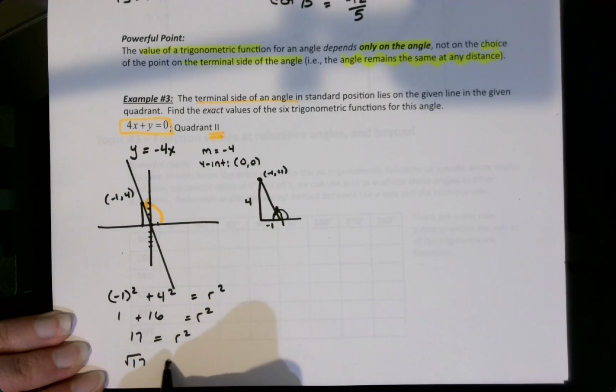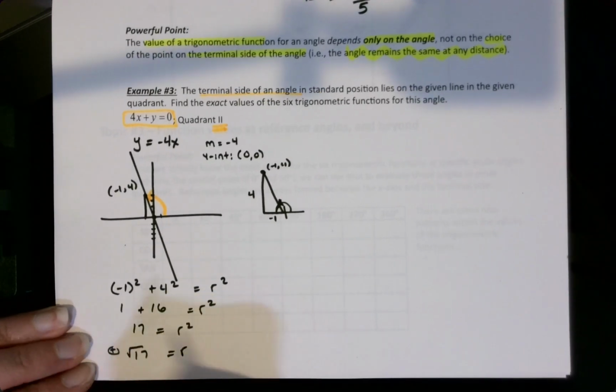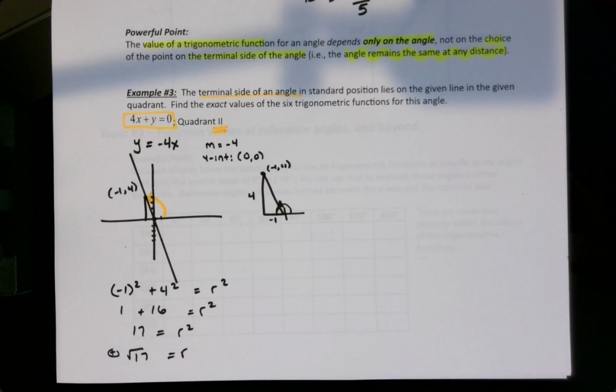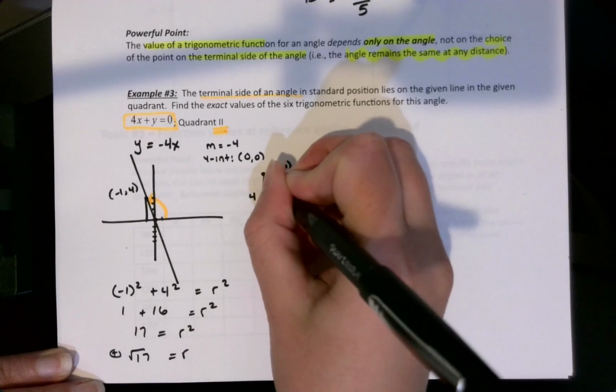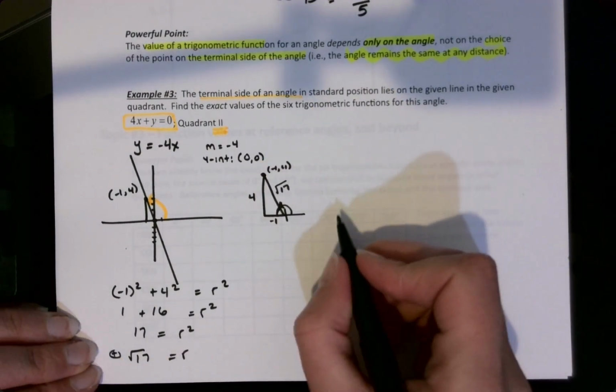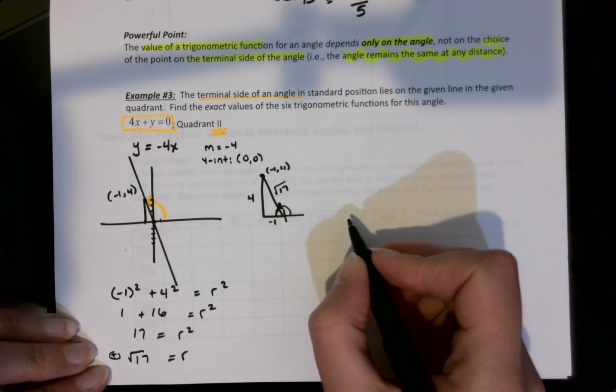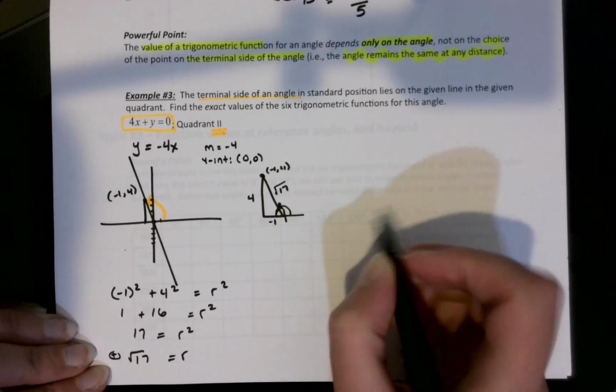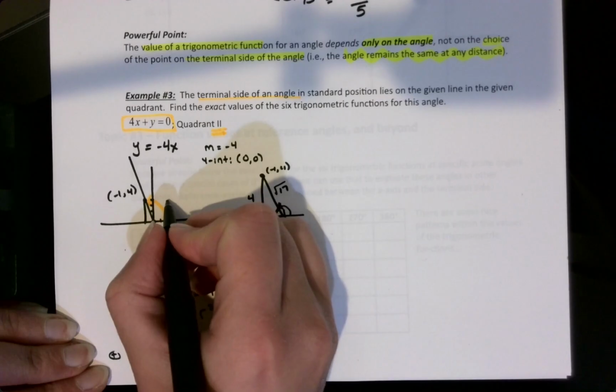And we end up with square root of 17 for r. We know that the hypotenuse value is always positive, and I've already selected the sign, positive or negative, based on the fact that I'm in quadrant 2, where the x coordinates are negative and the y coordinates are positive. Okay, so let's find the 6 trigonometric ratios. I haven't named this angle, so let me go ahead and name this angle theta.